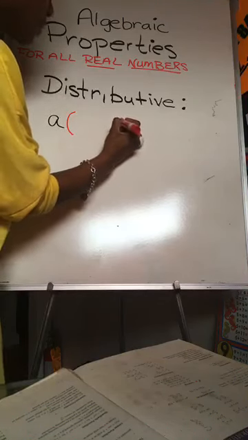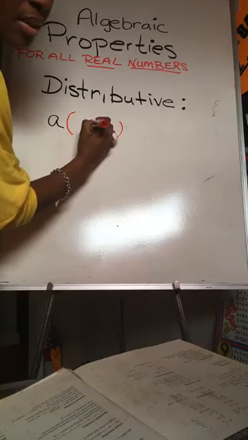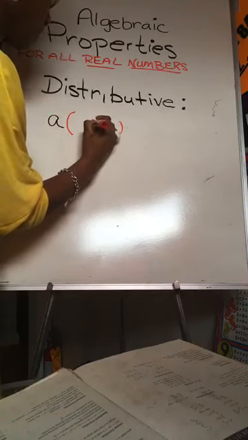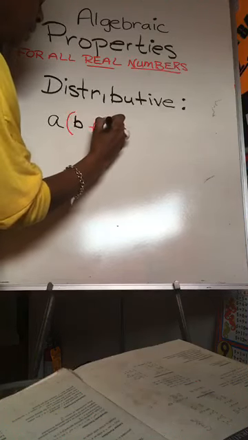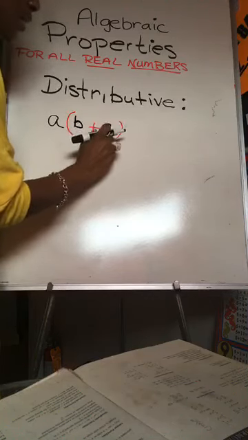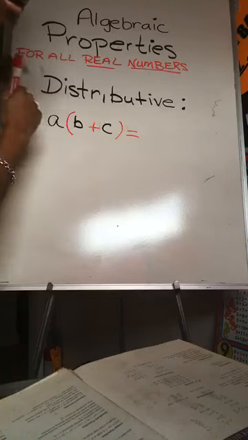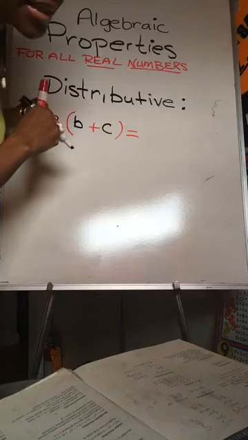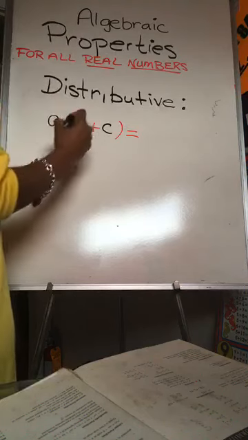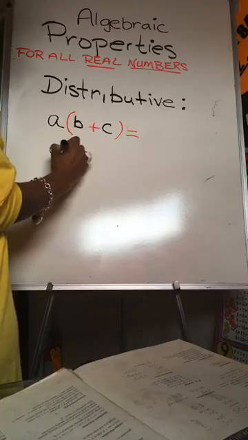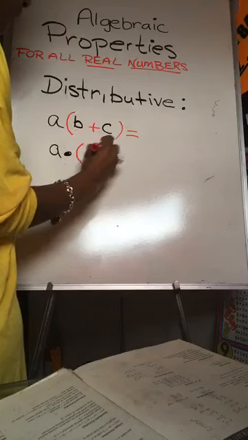times, in parentheses, A times B plus C. And that is equal to, and I'm going to break this down. I have done it several times in my sessions. So what this says is we are multiplying. I'm going to use a dot here, so I'm going to write it 3 different ways so we can see this.